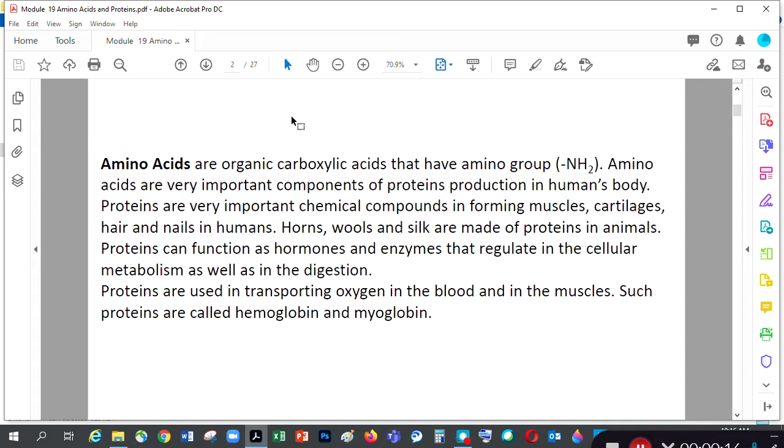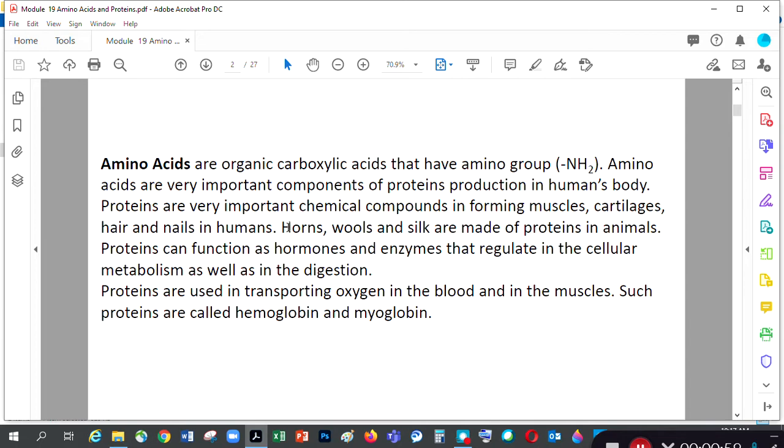It turns out to be amino acids because of the keyword acids; they are really organic carboxylic acids. The unique thing about them is that they have an amino group, NH2 group. Amino acids are very important components of protein production in the human body. And as you know, these proteins are very important in forming muscles, cartilages, hair, and nails in humans. In animals, horns, wools, and silk are made of protein as well.